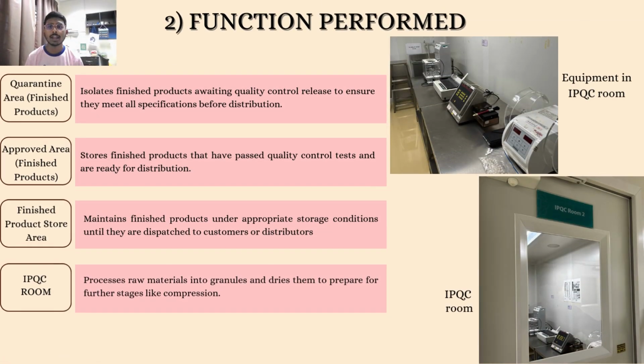The quarantine area for finished product usually isolates the finished product awaiting quality control release to ensure they meet all the specifications before distribution. The approved area for finished product usually stores the finished product that has passed quality control tests and is ready for distribution. The finished product store area usually maintains finished product under appropriate storage conditions until they are dispatched to the customer or distributor. And finally, the IPQC room involves processes raw material into granules and dries them to prepare for further stages like compression.